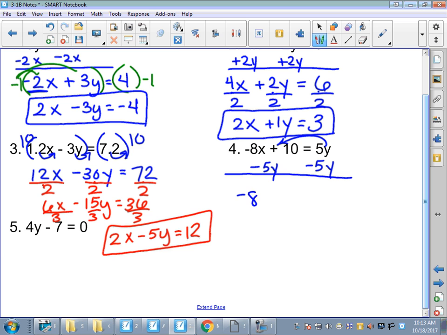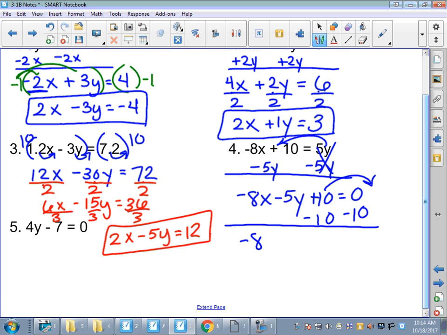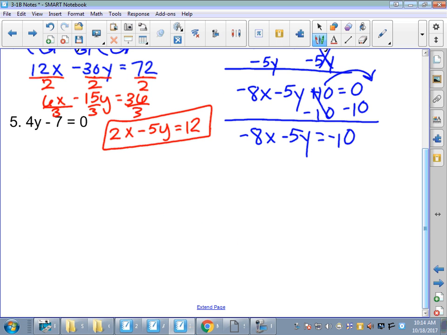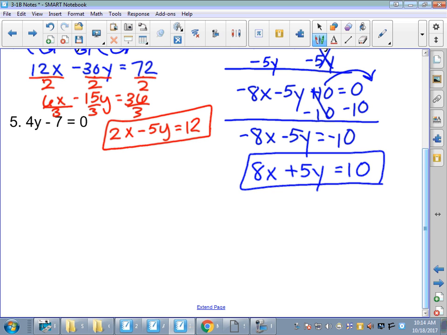And I'll get negative 8x, and I'm going to worry about that later, minus 5y plus 10 equals 0, because the 5y and the negative 5y cancel. I need to bring the positive 10 over to the other side, so I'm going to subtract 10. So negative 8x minus 5y is equal to negative 10. And now what I need to do is just make my a value positive, so switch the sign of everybody. So my negative 8x becomes positive, my negative 5y becomes positive 5y, and my negative 10 becomes positive 10. That's all I can do there.